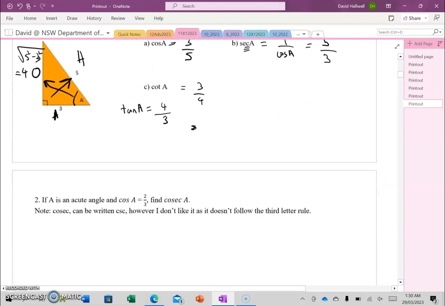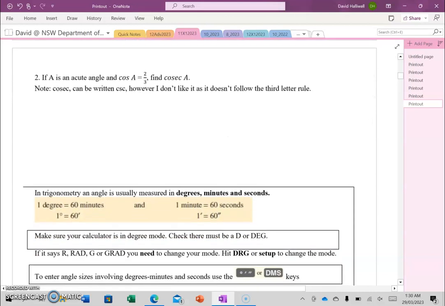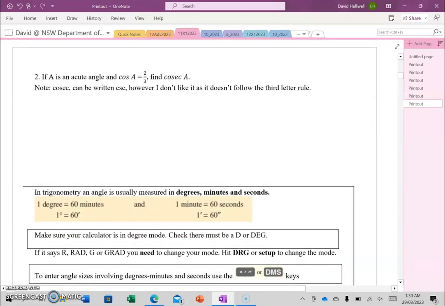Alright, moving on. If A is an acute angle and cos A is 2/3, find cosec A. Cosec is 1 over sine A, using the third letter rule.